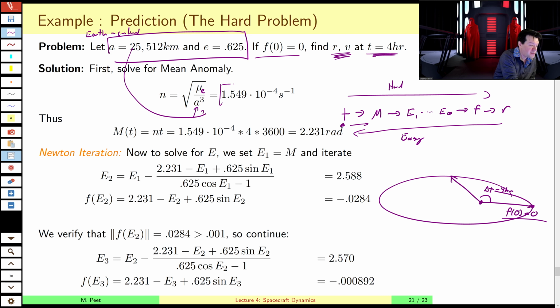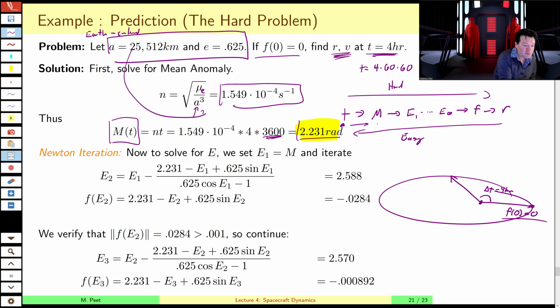In this particular case, the mean motion is a very small number. It's going to be a very small number in all these cases because it's in radians per second, and orbits don't happen in a matter of seconds. So it's approximately 1.55 times 10 to the negative fourth. We multiply that by time to get the mean anomaly. So time in this case, we have to convert from hours to seconds. So t equals 4 times 60 seconds in a minute times 60 minutes in an hour. So 3600, that's where 3600 comes from. And that gives us the mean anomaly in radians.